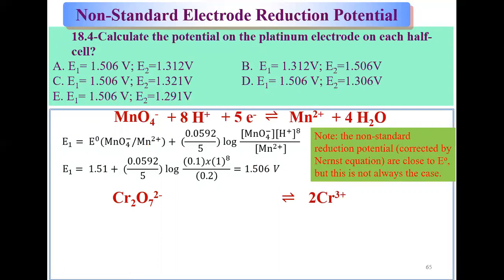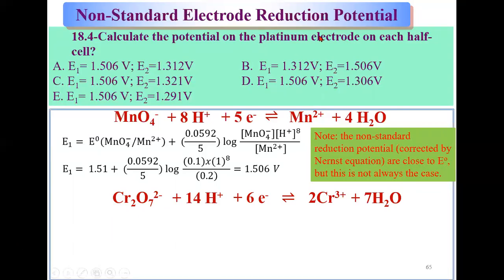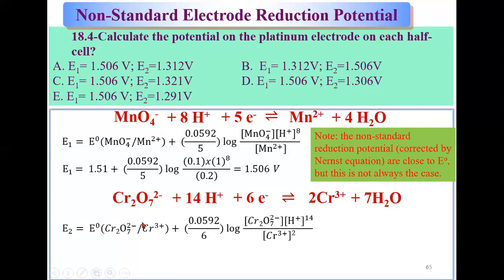And so we have the dichromate on this side, and we have the chromate ion on the product side. Balance the equation. Go ahead, you balance it. We've done this before. You notice that there's 6 electrons transferred. There's also H pluses in this equation. Get the corrected Nernst equation E, because we have different concentrations than standard.